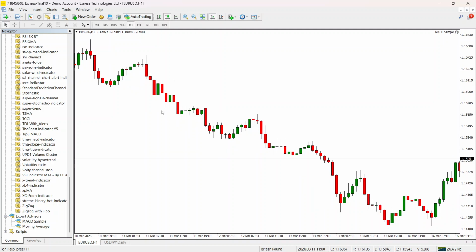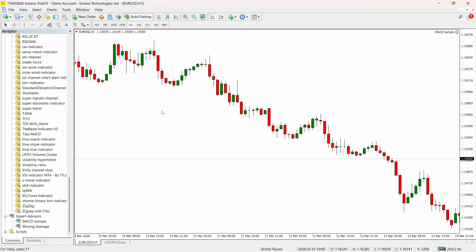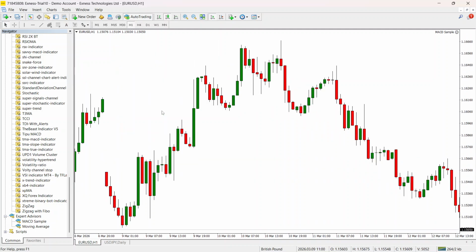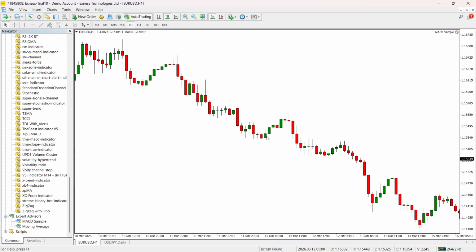The on-neck candlestick pattern is a two-candle formation that appears during a downtrend. The first candle is a bearish candle with a notably long body, confirming the existing downward momentum. Now if we have red candles here.